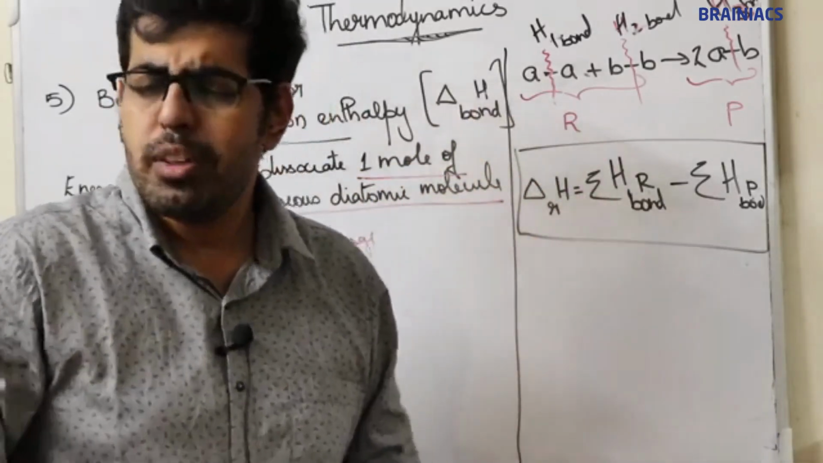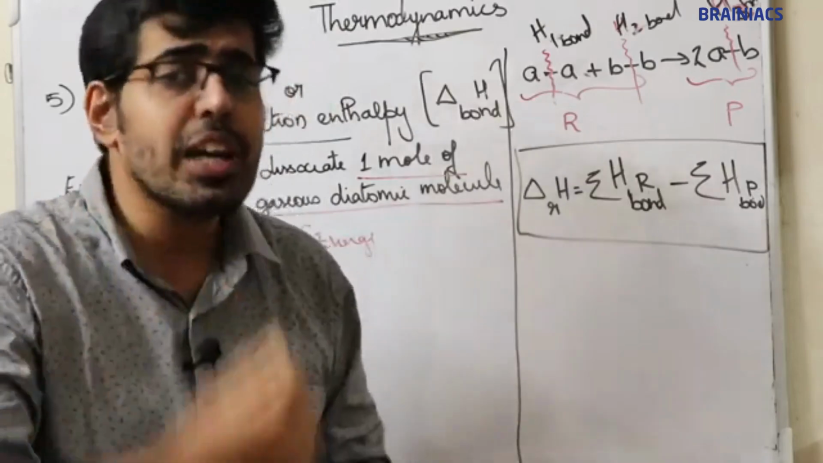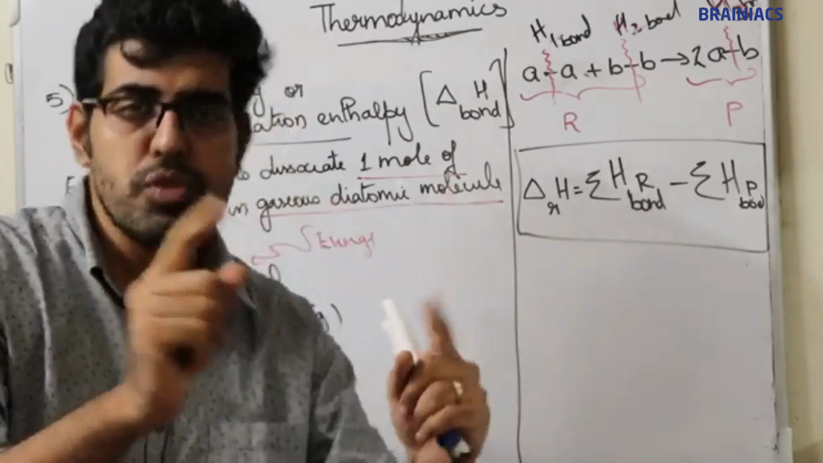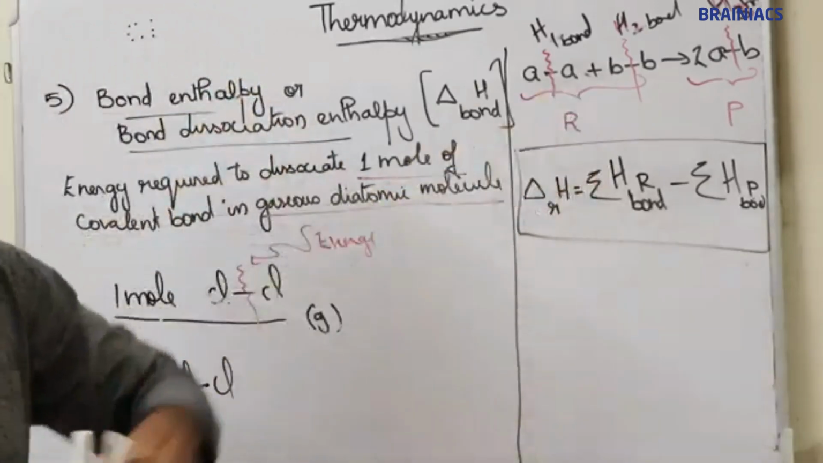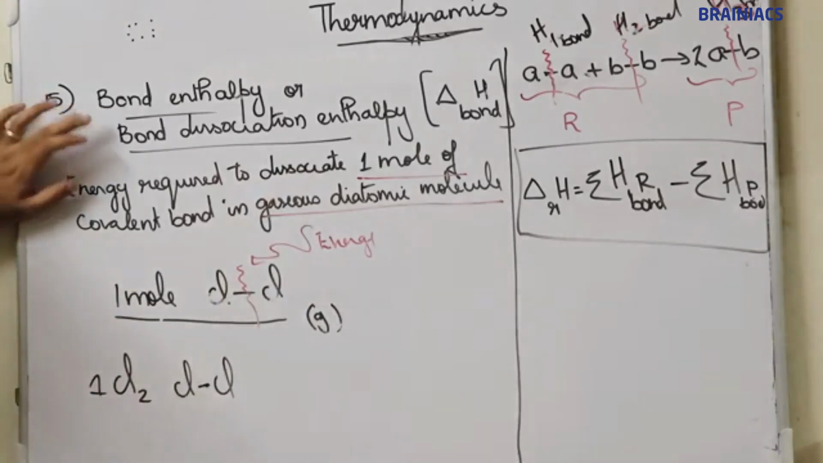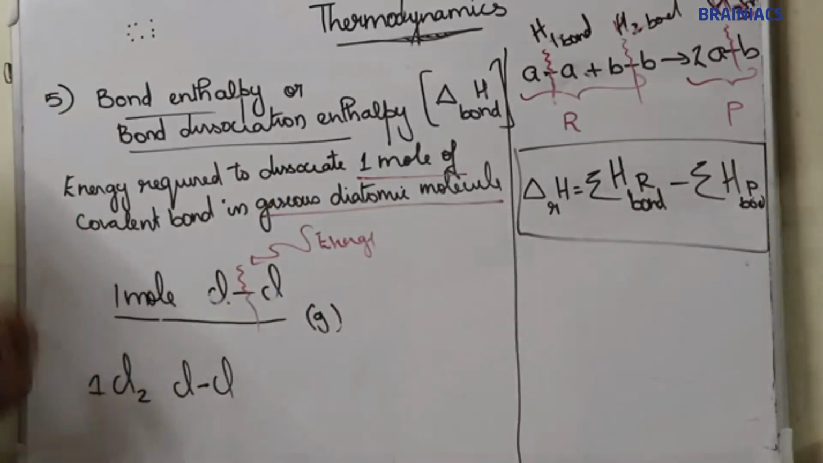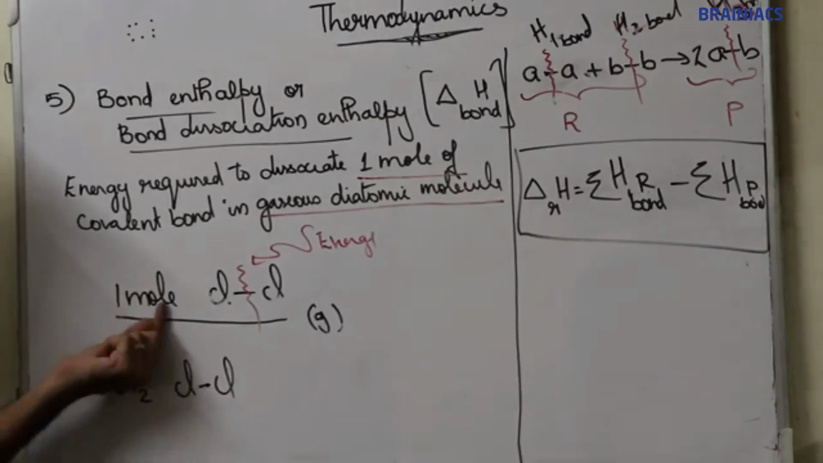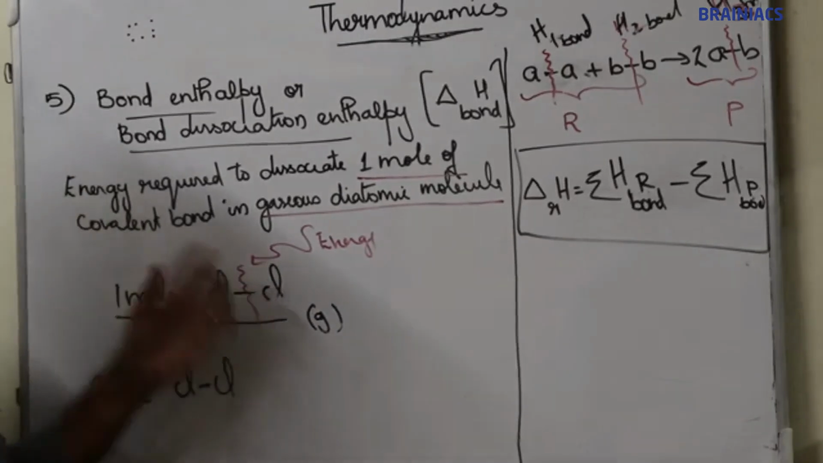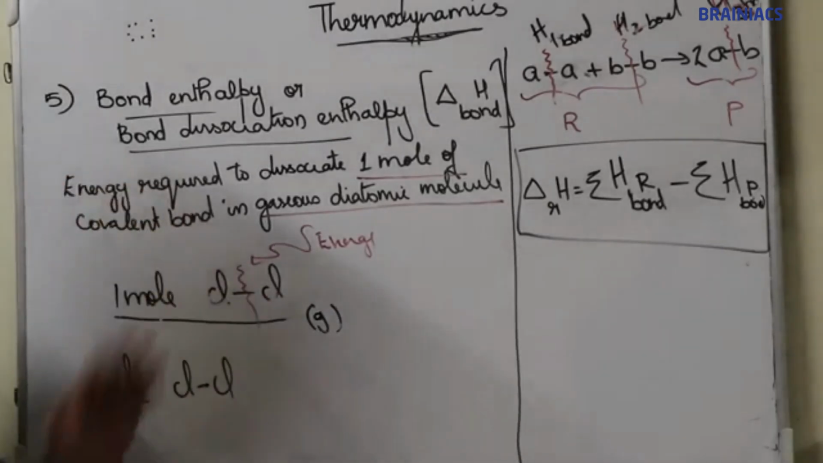What do you mean by enthalpy of reaction? It is the enthalpy change occurring when reactants are converted to products. So from bond dissociation values or bond enthalpies of reactants and products, you can calculate enthalpy of reaction. Once more, what is bond enthalpy or bond dissociation enthalpy? It is the energy required to break 1 mole of covalent bonds in a gaseous diatomic molecule. That is bond dissociation enthalpy or bond enthalpy.